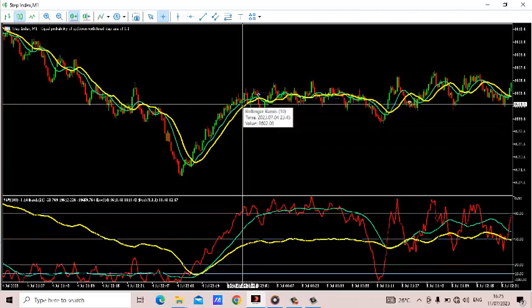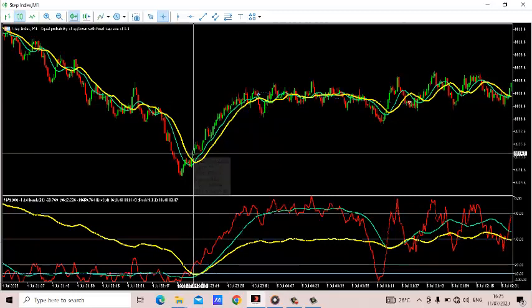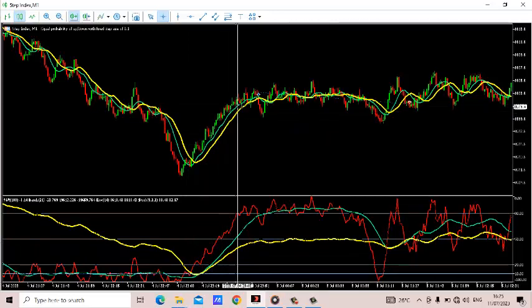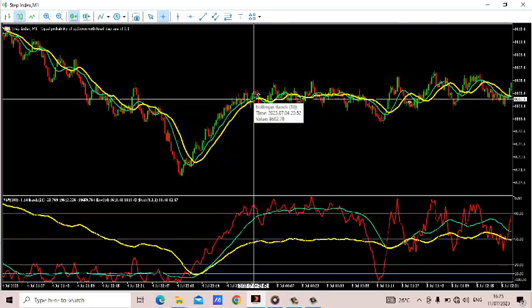Or if you're fairly confident the trend is probably going to continue, at least use your trailing stop and follow either upwards or downward, depending on whether you're buying or selling.